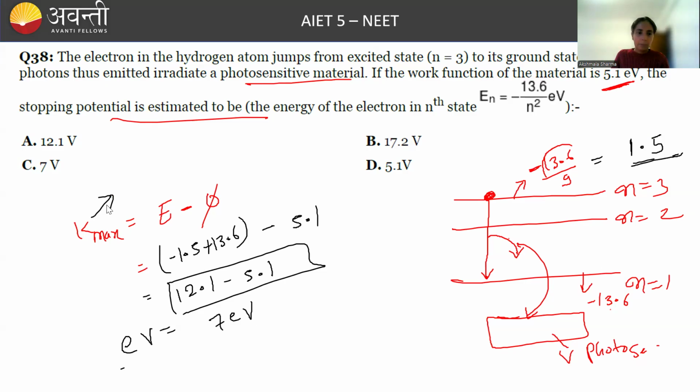So K max, if we are writing in terms of electron volt, will be e into the stopping potential. So this is 7 electron volt. Let's say the stopping potential is V naught. So V naught is how much? 7 volt, e will get cancelled. So this is 7 volt. The answer will be C.